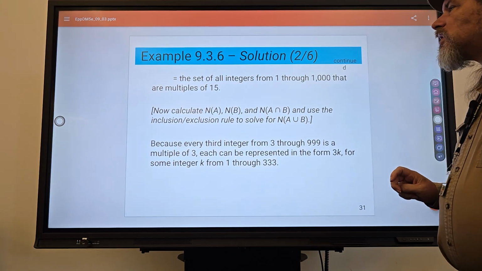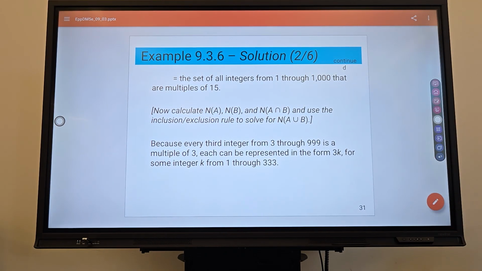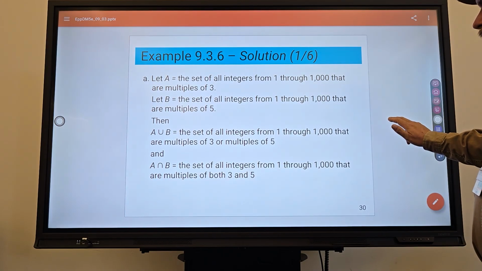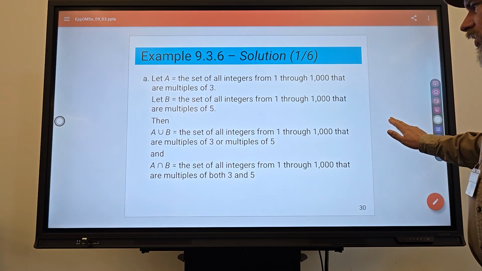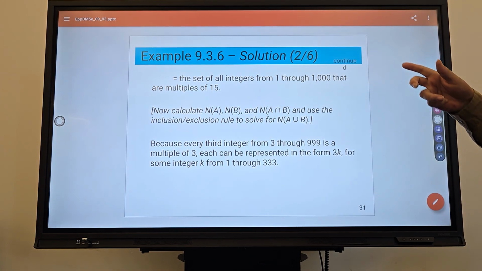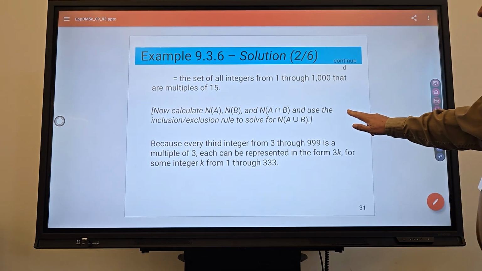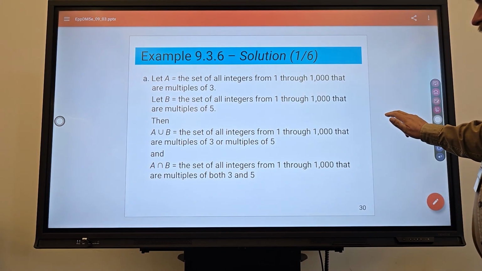So, the set of all integers from 1 to 1,000 that are multiples of 5. There should be an N(B) there, I'm not sure what symbol is supposed to be there.